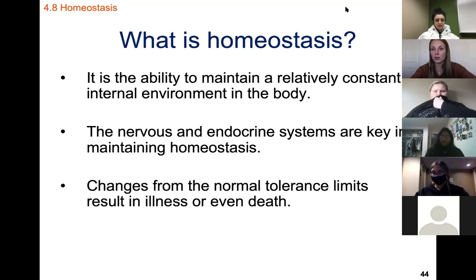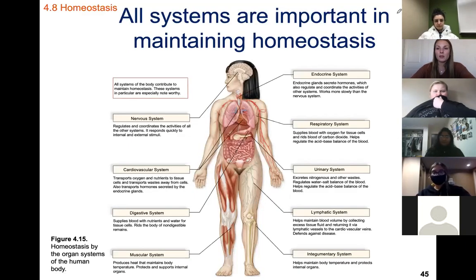Your body wants your heart to beat, it wants your lungs to breathe. Those are the main goals of your body, and it has to work at a certain temperature that's efficient. And it says changes from the normal tolerance limits result in illness or even death. So our body's main goal is to survive. Here's a couple of ways that homeostasis is maintained.